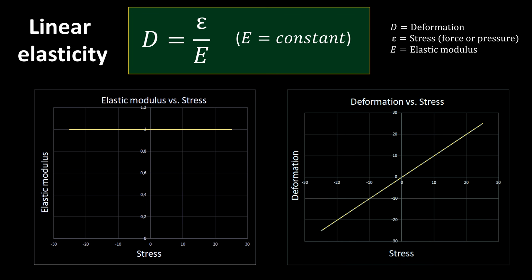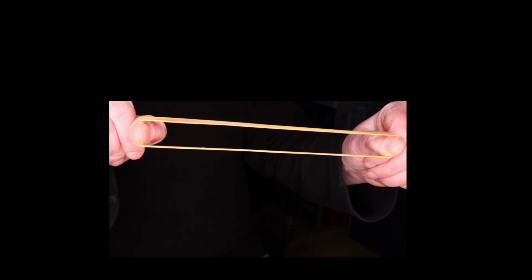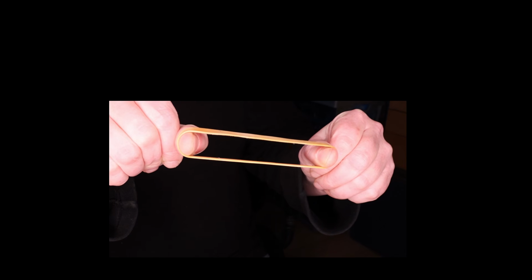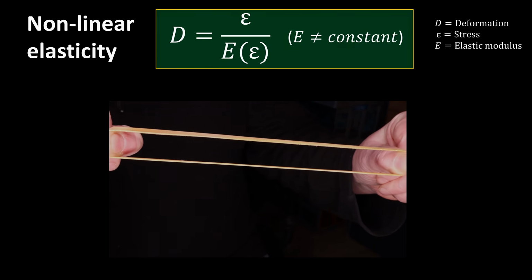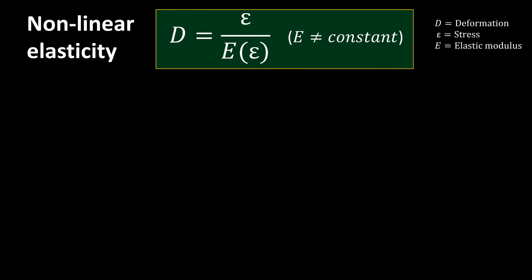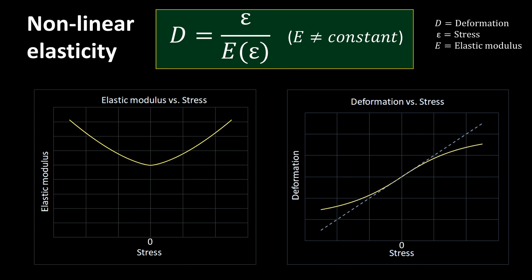If we keep extending the rubber band, we get into a region where it becomes increasingly difficult to extend it any further. So what happens is that the modulus is not a constant, but it is a function of stress. This is again illustrated in two graphs. In the left graph, we observe that the modulus is not a constant but increases with the absolute value of the stress. And in the right graph, we observe what this means for the deformation as a function of stress. At low stress levels, the relation is predominantly linear. However, as the stress increases, the magnitude of the deformation is lagging behind compared to purely elastic behavior.